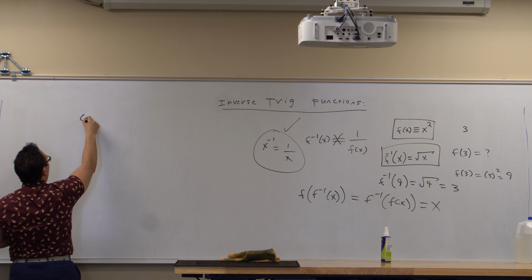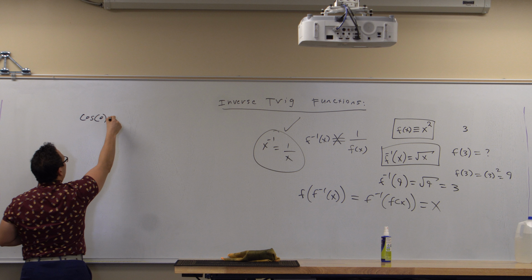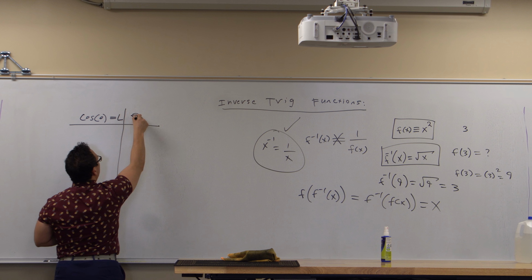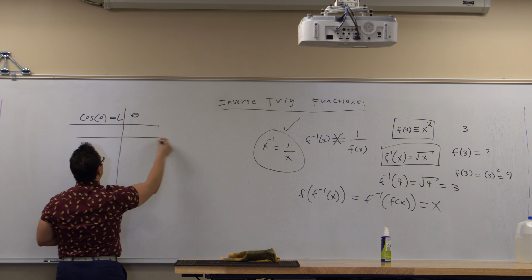Let's talk about cosine of some theta. Notice that this is equal to a length, so I'll write it like that, versus theta. Let's create some entry values. Angle 0, pi over 6, pi over 4, pi over 3, pi over 2. Some of our favorite angles, and let's evaluate cosine of theta at our beloved angles here.